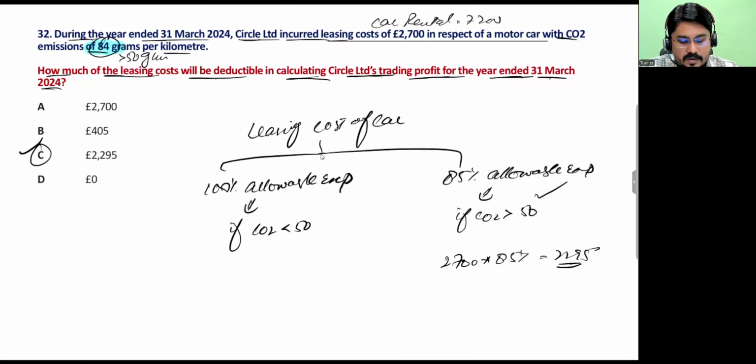I hope you remember this concept. If the car CO2 emission given in the question is less than 50 grams, then we will say that the complete amount of 2700 is an allowable expense. But if the CO2 emission of the car is more than 50 grams per kilometer, then 85% of the rental will be an allowed expense.